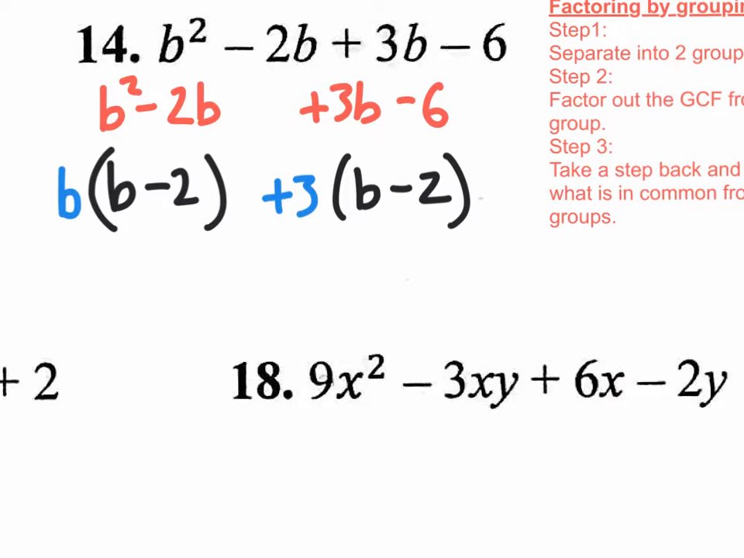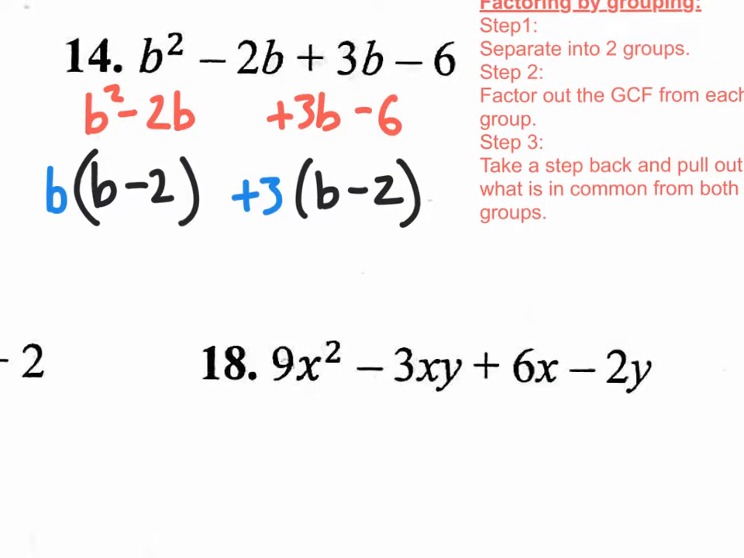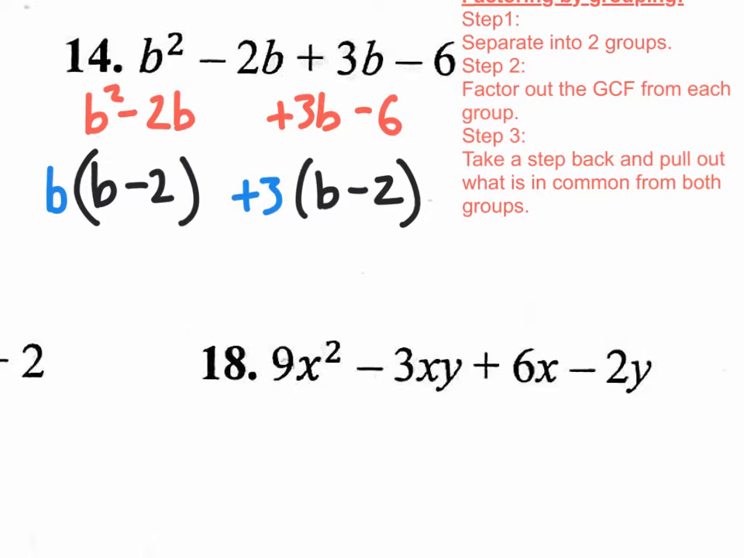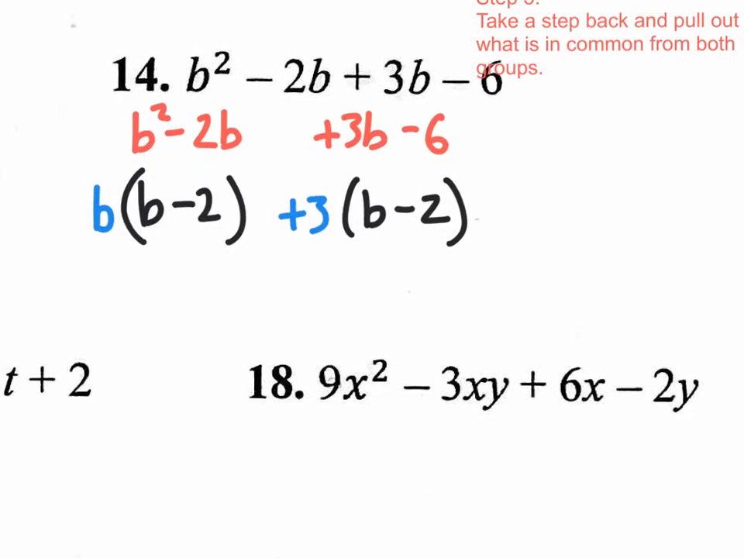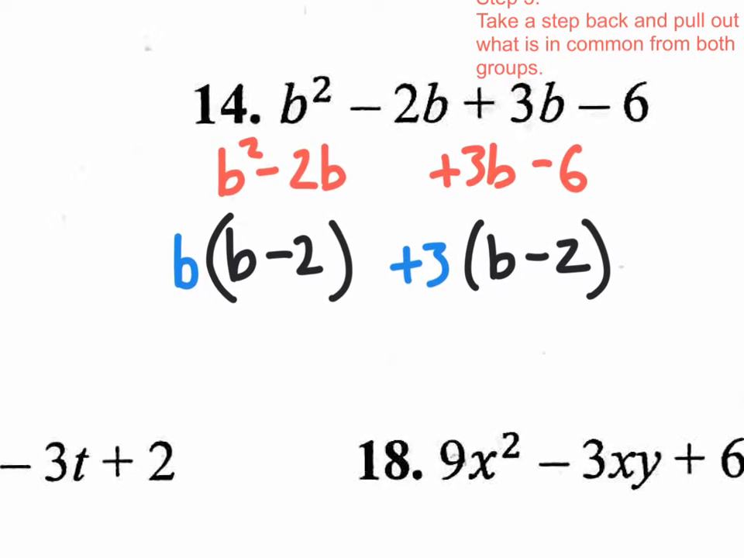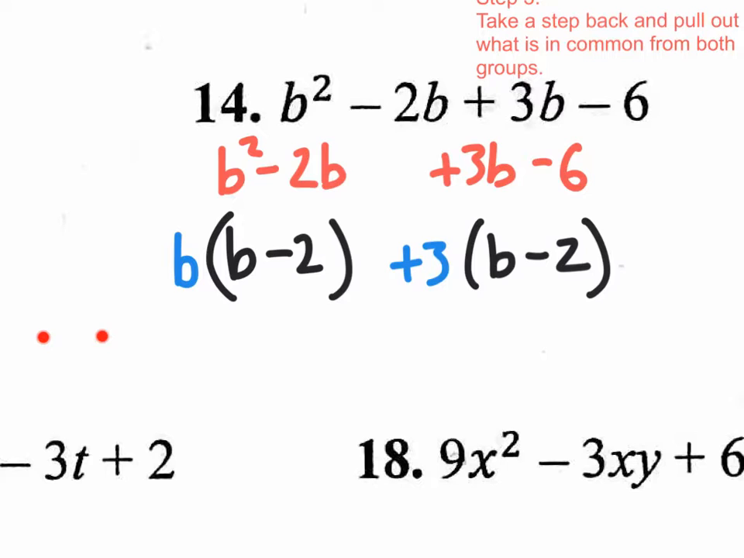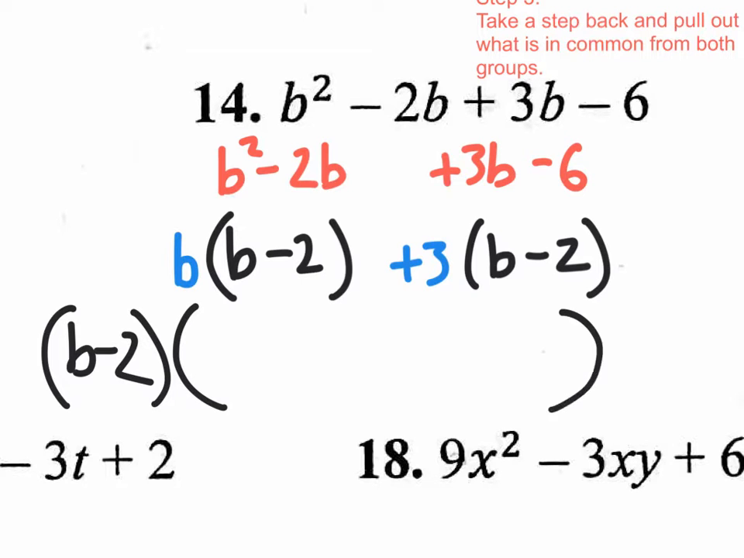And that takes us to step 3. And step 3 says, take a step back and pull out what's in common from both groups. So let me move this up here. And let's take a look at what's in common in both groups. Well, you have your first group, you have your second group. There's a B minus 2, there's a B minus 2. Let me take these guys, the binomial B minus 2, and let me pull them out way over here in the front. So let me write down B minus 2, and let me put some exaggerated parentheses here.